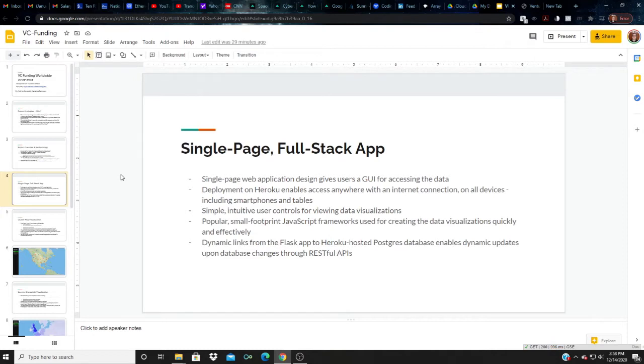So it's a single page full stack app. It is one page. It has a menu, and it's pretty simple and straightforward. It's point and click, use the mouse for everything. You can drag the maps to change them around. You can use the mouse wheel to zoom in or out.